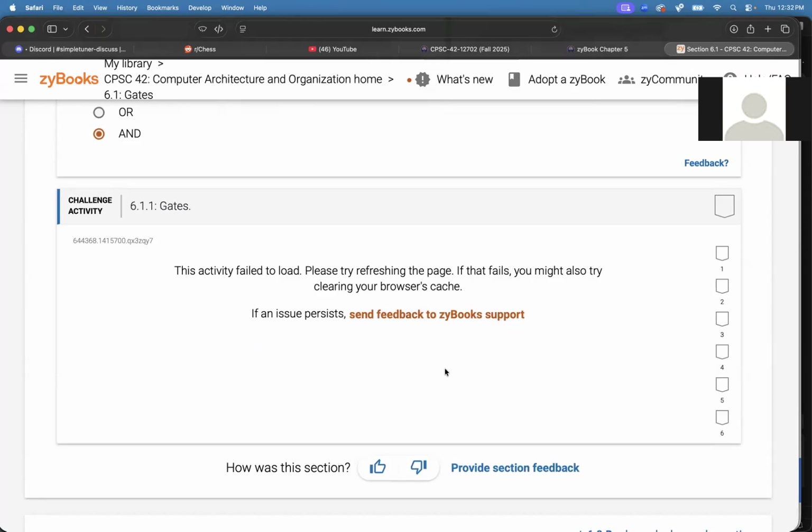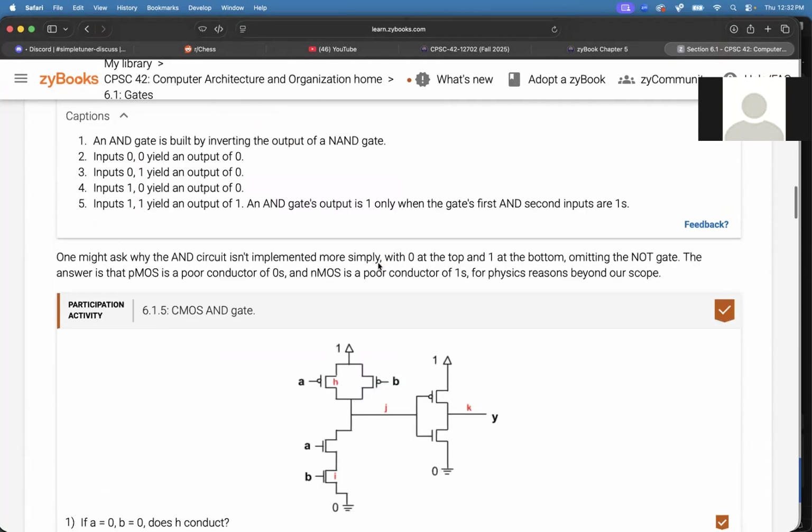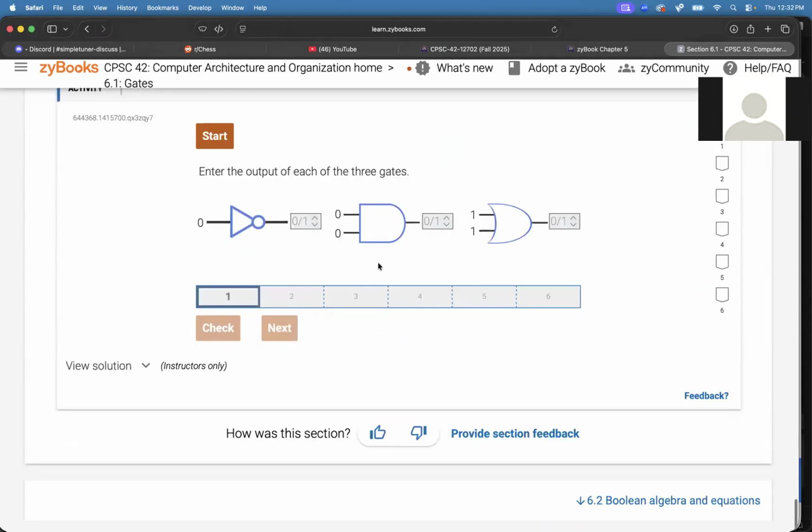Okay. The activity failed to load. Try reloading. I've never seen that. Have you seen that? Oh, there it is.